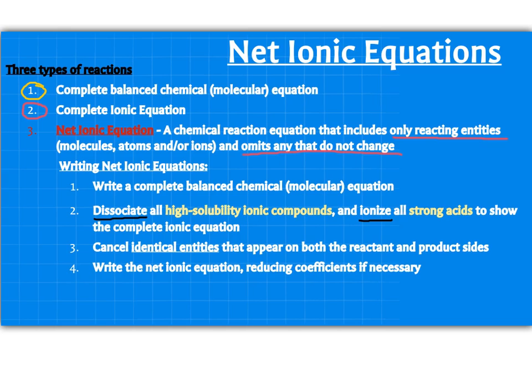Your third step is you're going to cancel out anything that is exactly identical, which means it has the same state, it has the same ion charge that appears on both the reactant and the product side. These identical entities are known as spectator ions because they're not taking part in the reaction. They're still present in the reaction, but they're watching it happen, and they're spectators just like a spectator at a football game. Your last step is to write your net ionic equation, which means you're writing down anything that is changing in the reaction, and you're reducing any coefficients if you are able to.